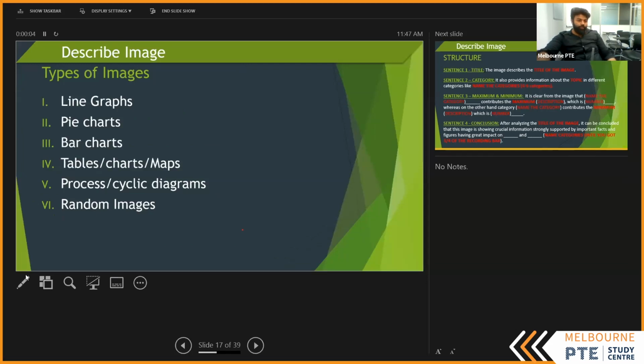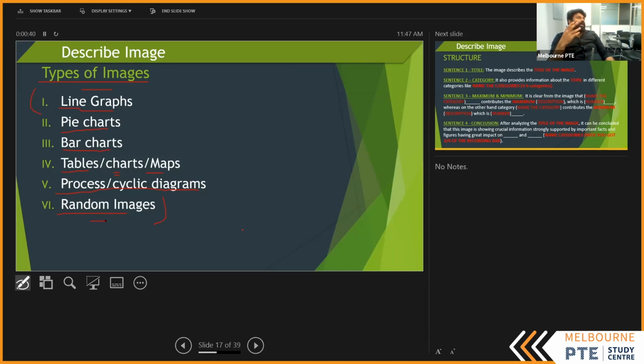All right. So when it comes to types of images, you have these 6 different types. You guys can have a line graph, pie charts, bar charts, tables, maps, some different types of charts. It can be a process or a cyclic diagram, or it can be just random images. Random images we will discuss later. Like you can say it's an image with no clear-cut information written.